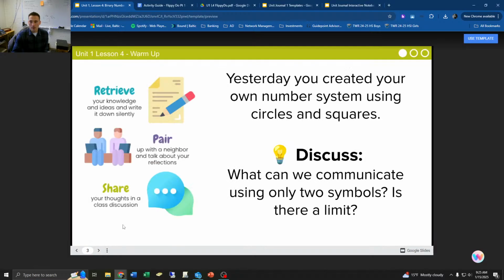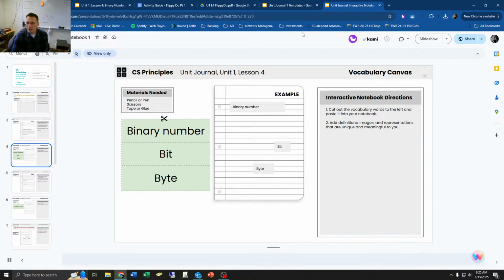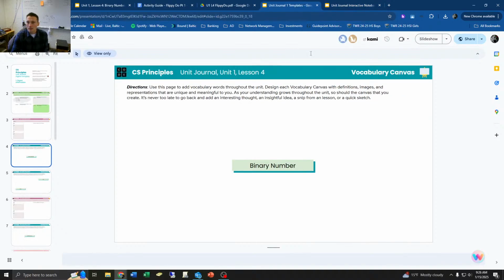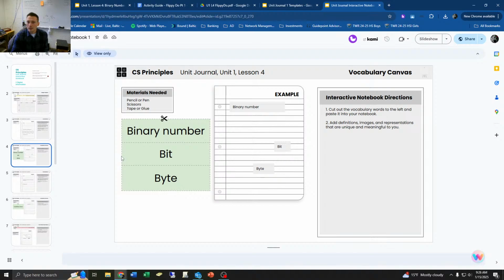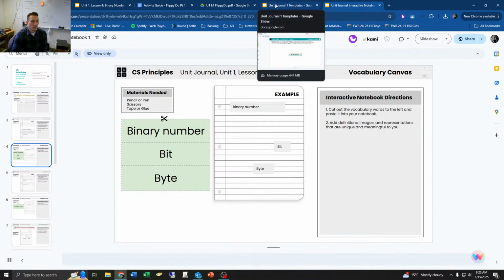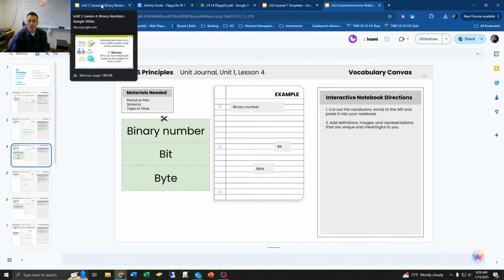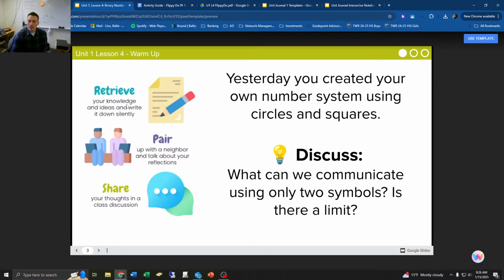So today for our warm-up activity, yesterday or the last lesson, whenever that was, we created our own number system using circles and squares. Today we are going to discuss what can we communicate using only two symbols, and is there a limit? Let's just start off today by thinking of those ideas, pairing up with a partner, and then sharing our thoughts as a class.